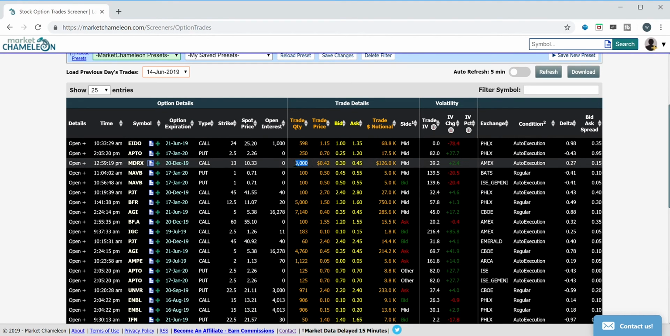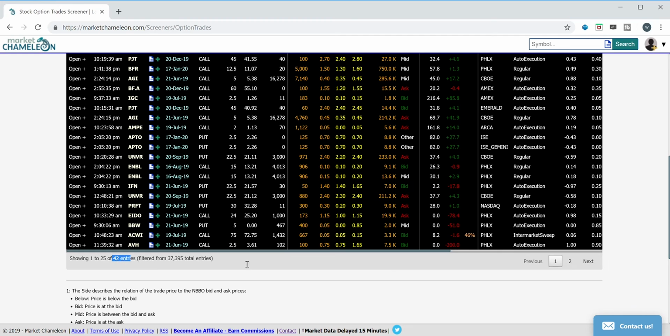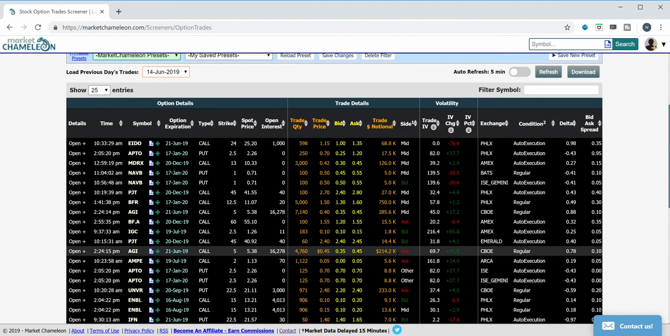So you can see that's much more significant than it typically trades on a day, and it's actually an interesting trade. As you can see, the spot price right now is $10, and somebody traded a call on the 13 strike, which is 30% away. But the idea here is that now you've narrowed it down to a much smaller data set to analyze further.